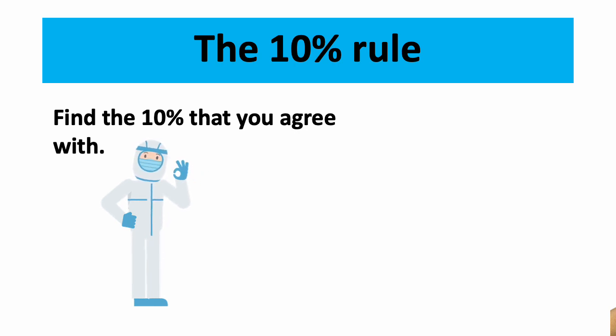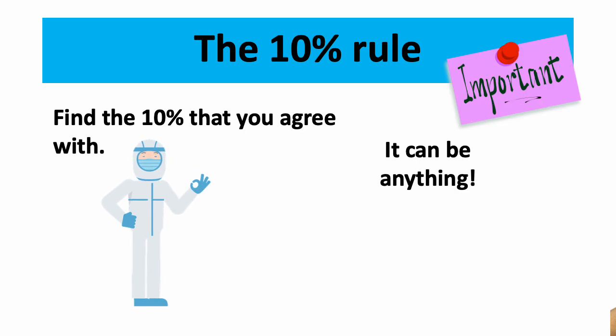So the 10% rule is super simple. It's all about finding the 10% that you agree with in the situation, or from what the other person is saying, or from what the challenge is. Look for something that you can say, sure, I agree with this, and then we build from there. So really, it can be anything. You can say, yes, I agree that this is a very important issue. That can be as simple as that.